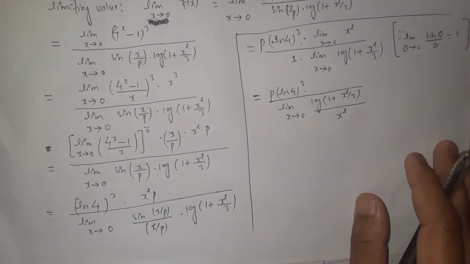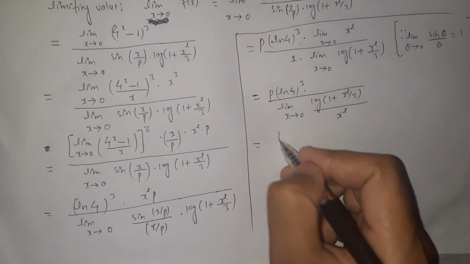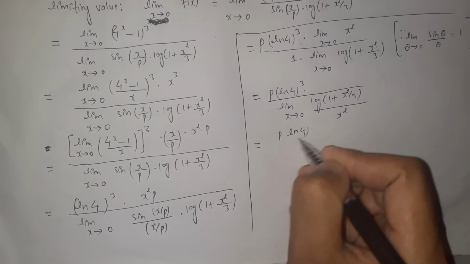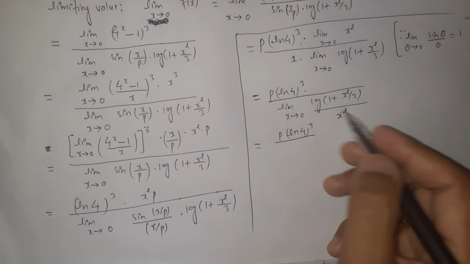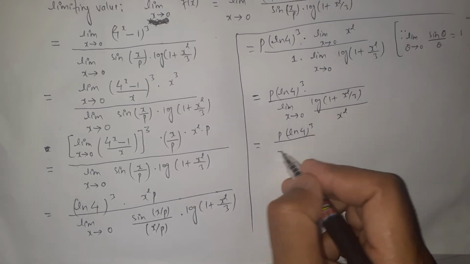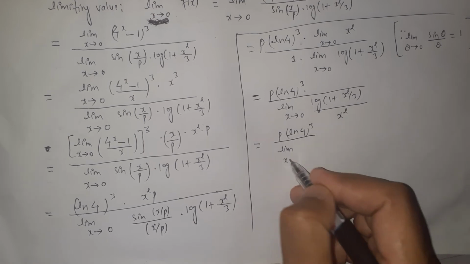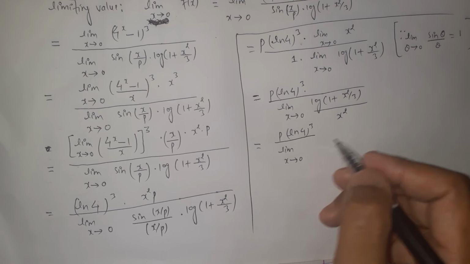and this is equal to pi times ln 4 cubed, divided by, here in the denominator, we can write the limit as x approaches 0, this 1 over x square goes to the power by the power law of the logarithm.